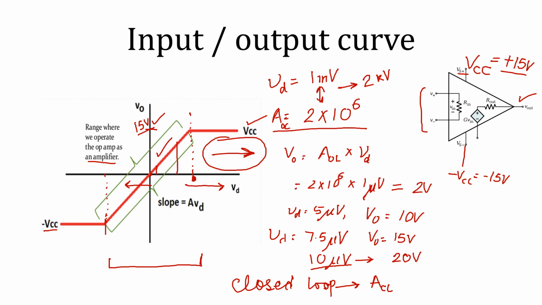So that's all about the input output curve. I hope you have understood its significance: whenever we have to use the amplification region, that is where the green brackets have been shown, this is the amplification region, then the VD should be very small, or we have to control the gain, because we know the maximum voltage we can withdraw from this operational amplifier is 15 volts. So let's move ahead.